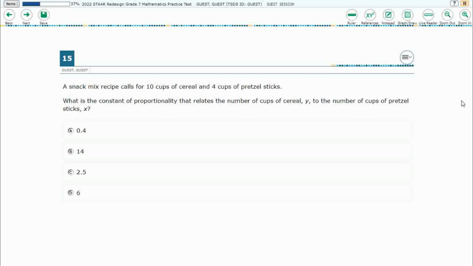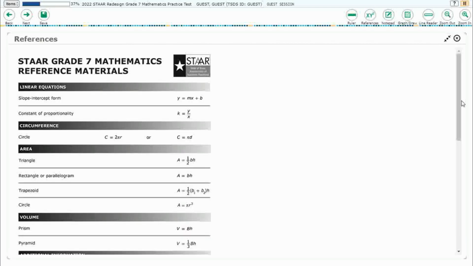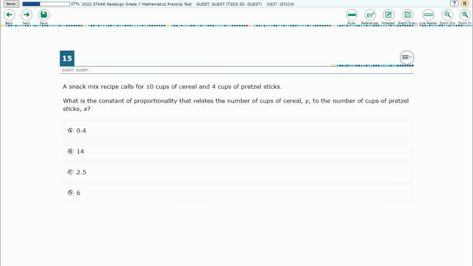So we have a snack mix recipe, and it calls for 10 cups of cereal, 4 cups of pretzel sticks. We're looking for the constant of proportionality. They're going to give us the y and the x. So before we open up our graph draw feature, let's take a look at the references, because we actually have that constant of proportionality on our reference material, right? Take a look at that second line there. It says constant of proportionality is k equals y over x.